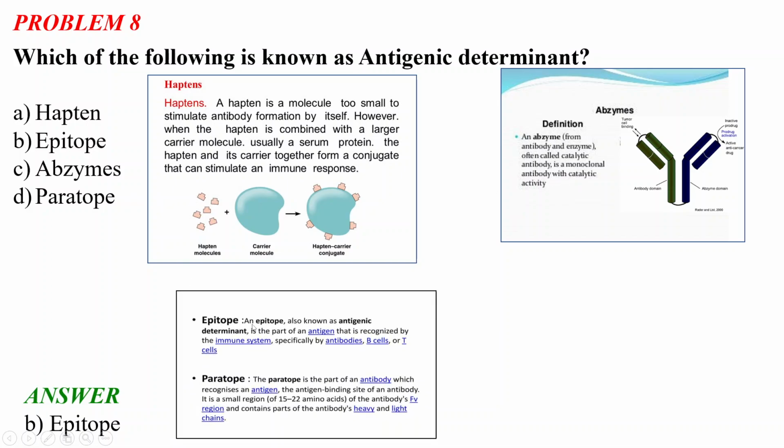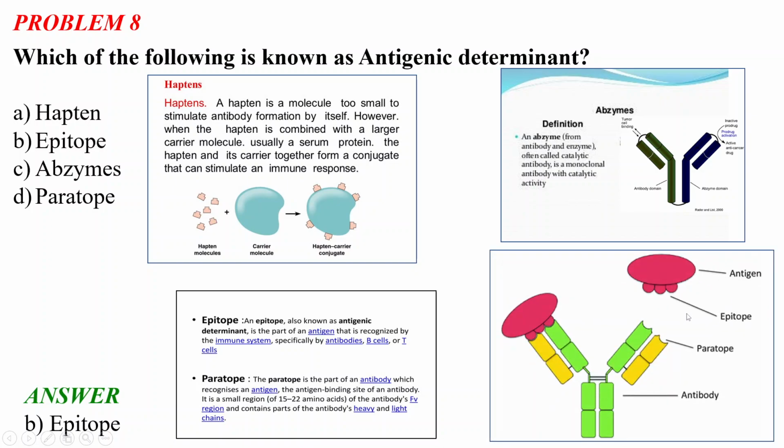Now, epitope. An epitope, also known as antigenic determinant, is a part of an antigen that is recognized by the immune system, specifically antibodies, B cells or T cells. And the paratope is the part of an antibody which recognizes the antigen. That is the antigen binding site of the antibody. It is the small region of 15 to 22 amino acids of the antibody's Fv region, and contains part of the antibody's heavy and light chains.